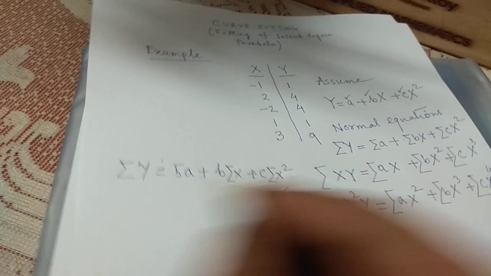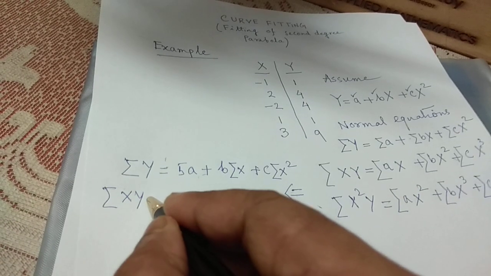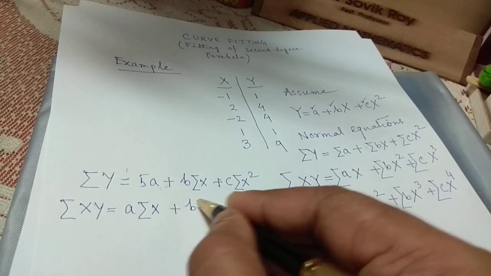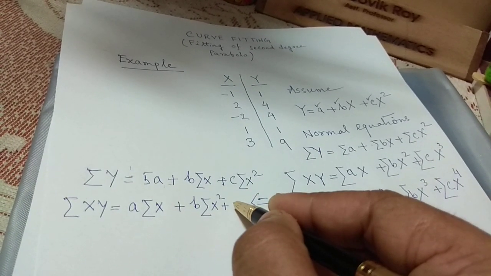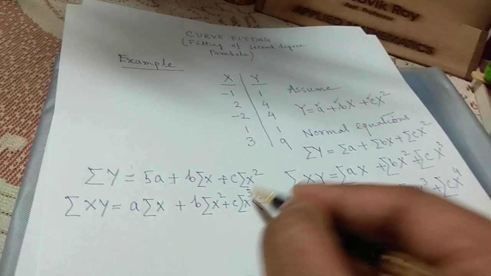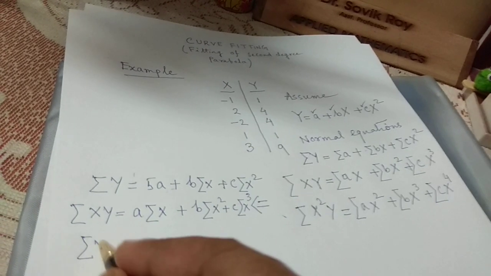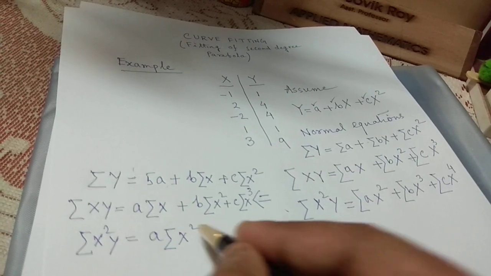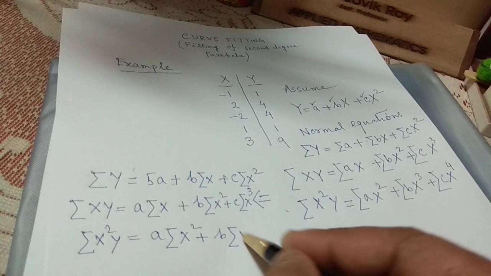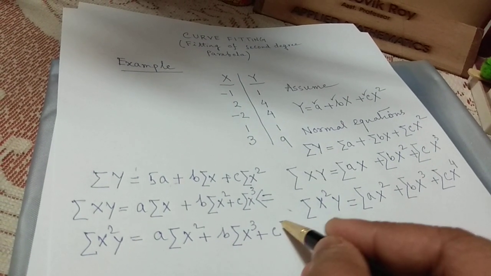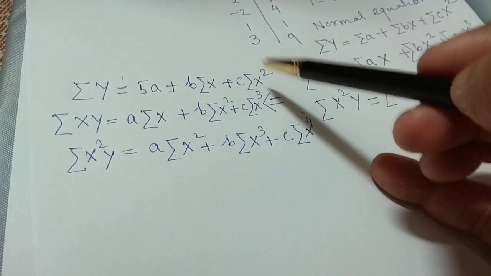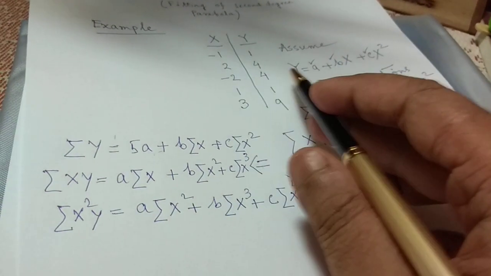Likewise, we get from this summation xy is equal to a summation x plus b summation x square plus c summation x cube, and lastly summation x square y is equal to a summation x square plus b summation x cube plus c summation x to the power 4. After solving these three equations, we are going to find the values of the variables a, b and c, and we'll put them here and we'll get our desired second degree parabola.